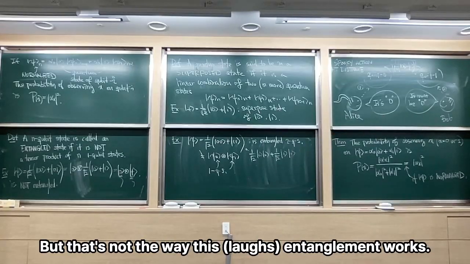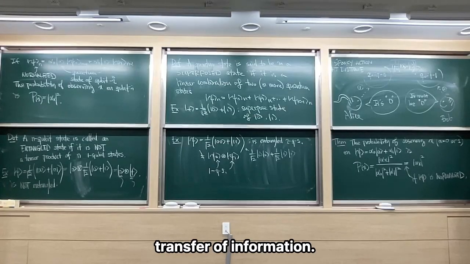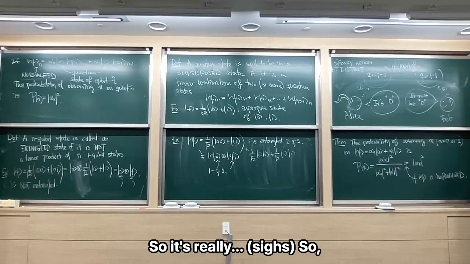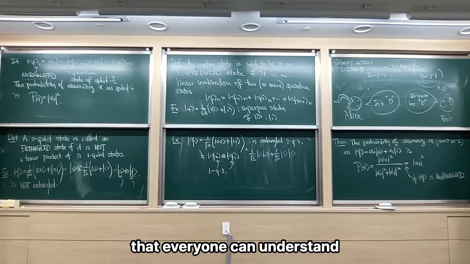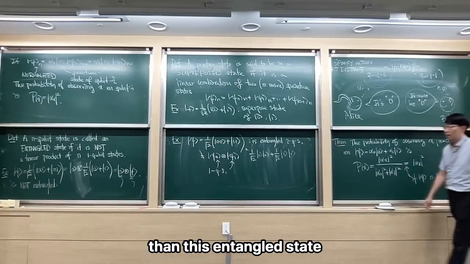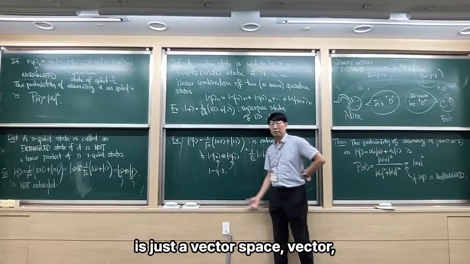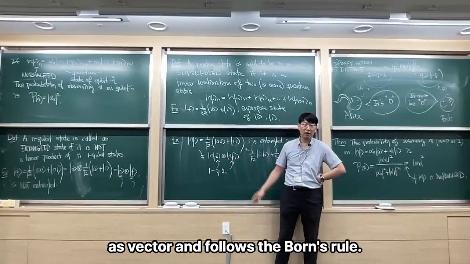But that's not the way this entanglement works. That's not true. It's not really the transfer of information. So it's really, I wish there is a nice explanation that everyone can understand. What is the entanglement then? But I don't think there is. Other than this entangled state is just a vector space. Just a vector. The state represented as a vector and follows the Born's rule.